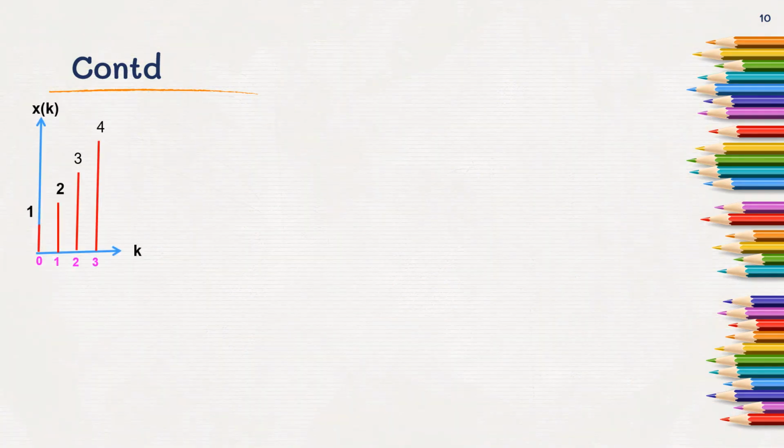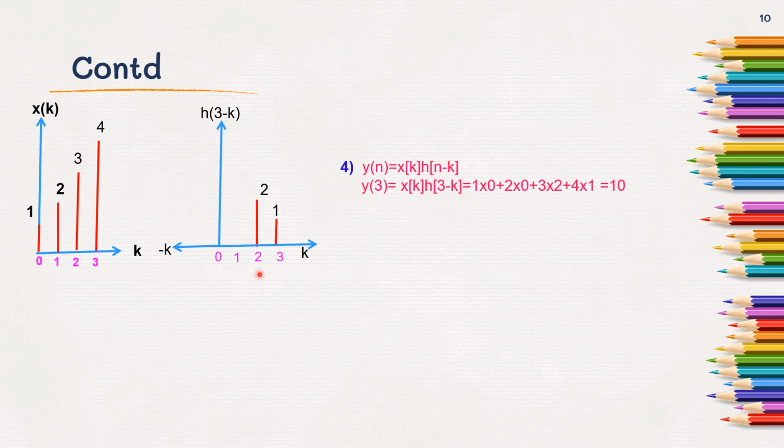Now let us find out h of 3 minus k, which is obtained by shifting h of minus k by 3 places, right? So find out y of 3. What is y of 3? X of k into h of 3 minus k.